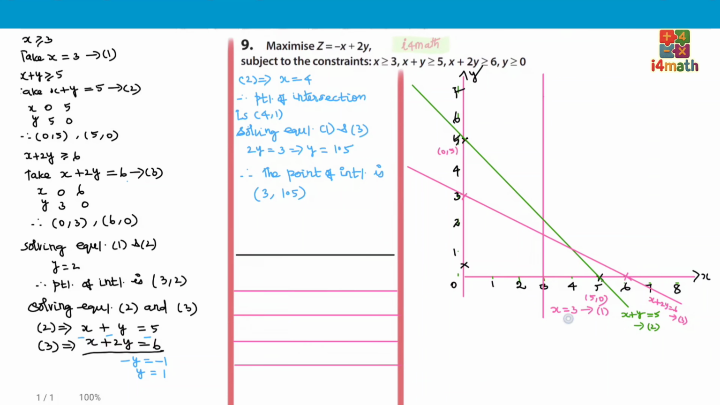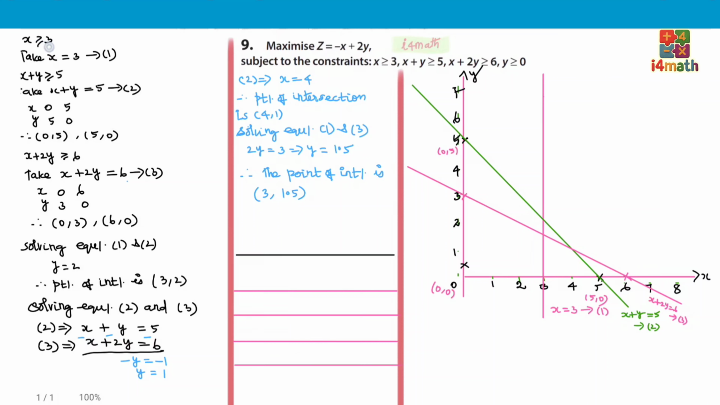First consider equation number 1, x is equal to 3. The corresponding inequality is x greater than or equal to 3. Take a point which is not on the line, for example 0, 0. I can substitute it into the inequality x greater than or equal to 3.